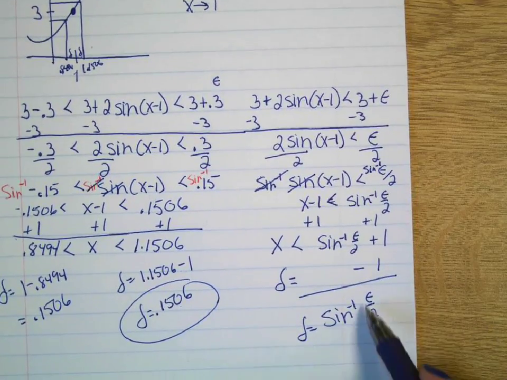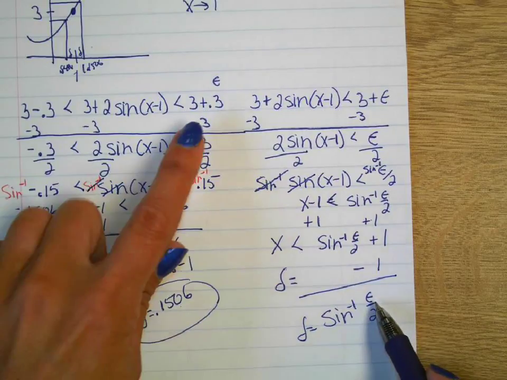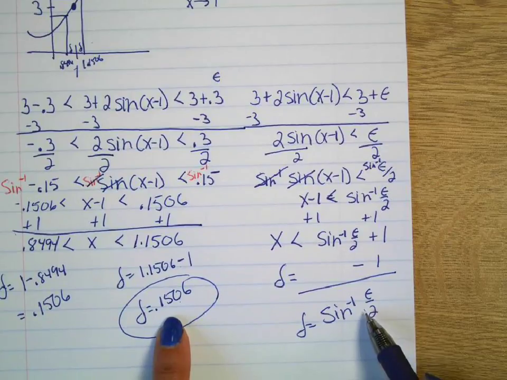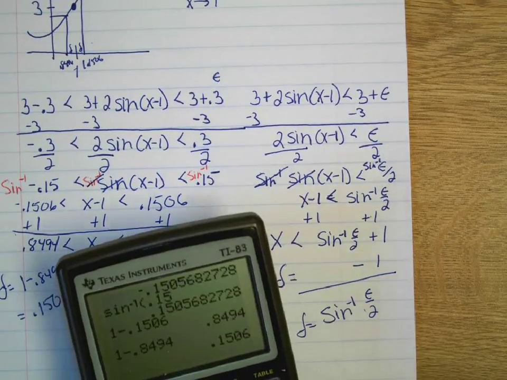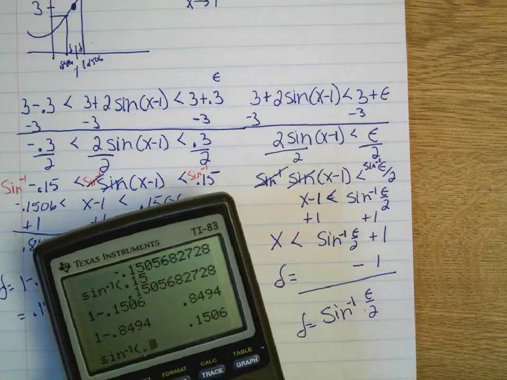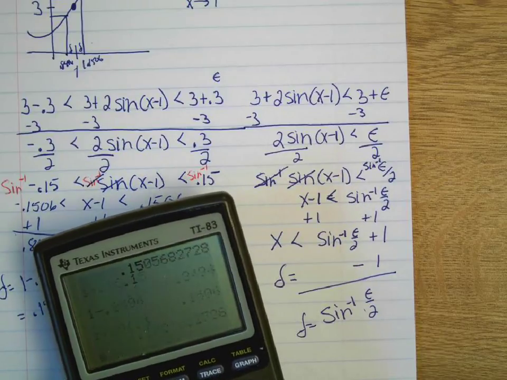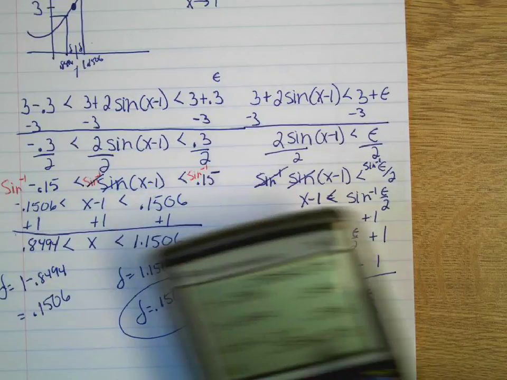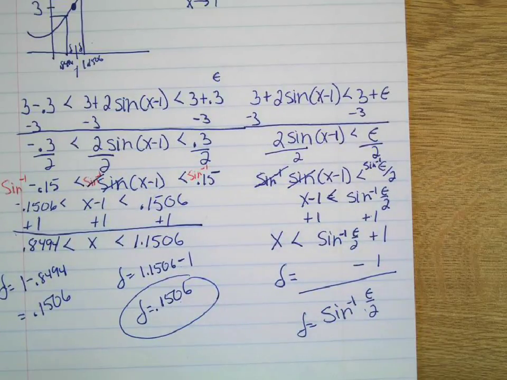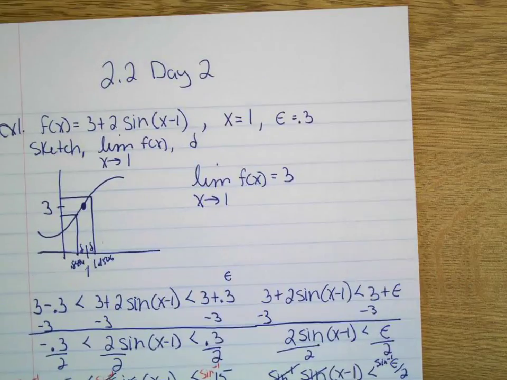And if I wanted to check to see if I did this right, when I put the 0.3 in for the epsilon, I should be coming back out with this answer. So inverse sine of 0.3 divided by 2, 0.15056, 1506, rounded off. You did a good job. Okay, so you'll be having one with trig functions in it.